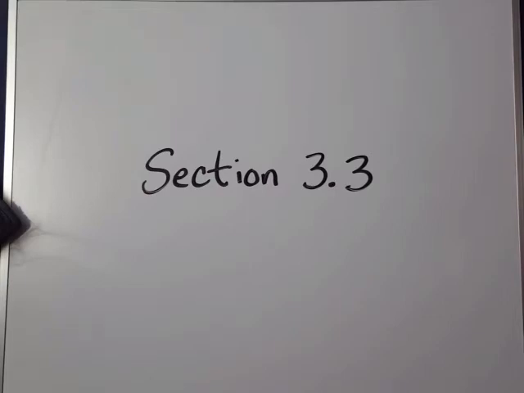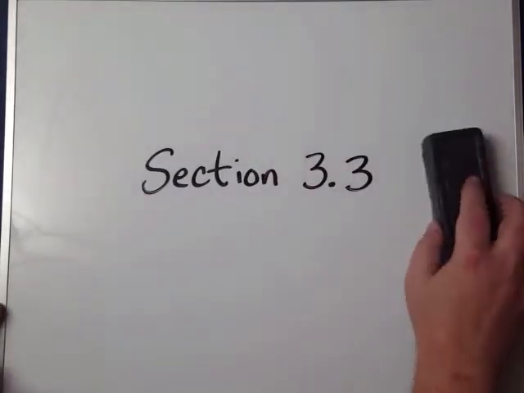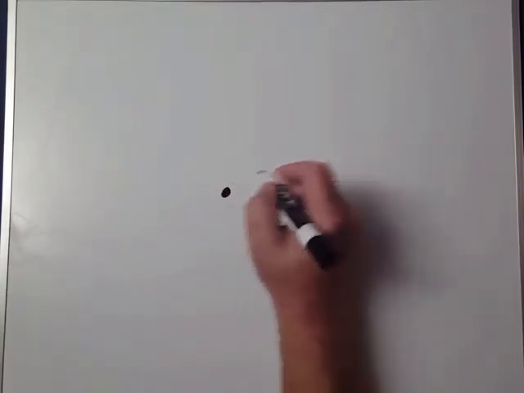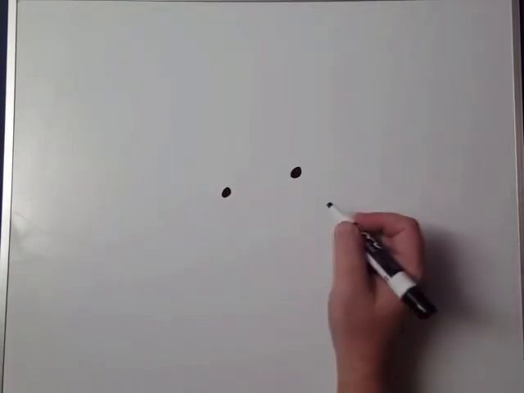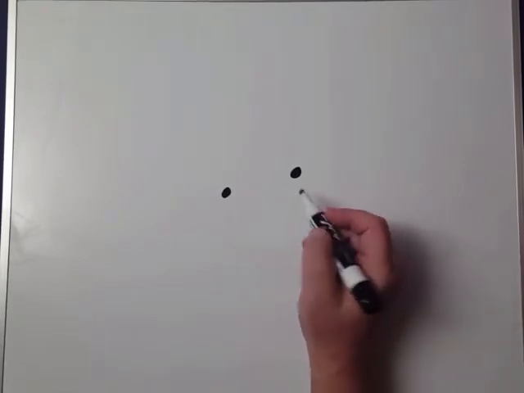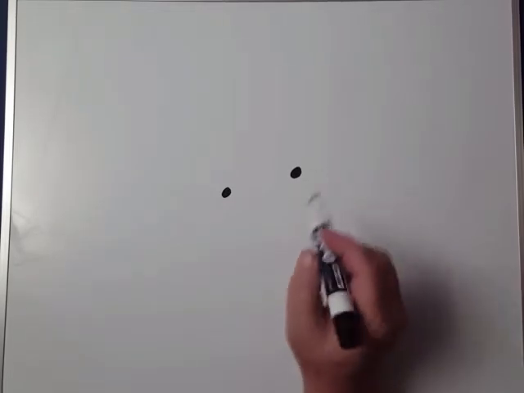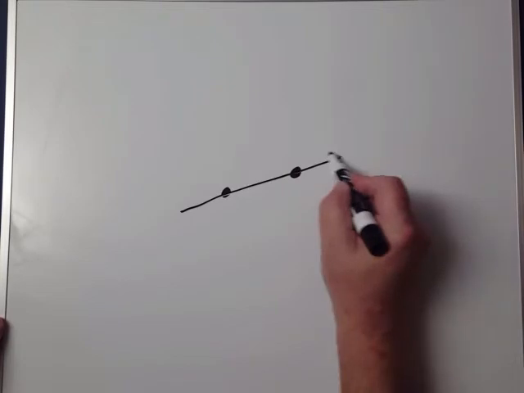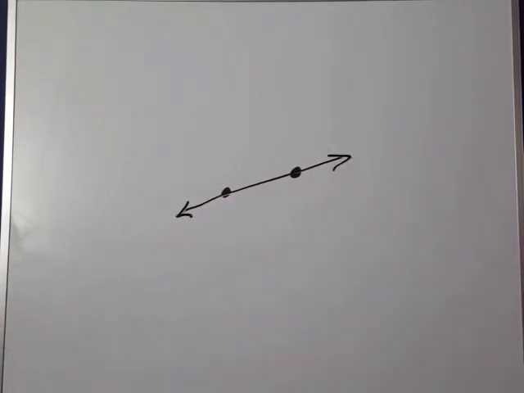Section 3.3, the slope of a line. Now, we have said before that we can uniquely determine a line given 2 points. There's 2 pieces of information about the line. How many lines exist in the plane of this whiteboard that pass through those 2 points? Just that one line. So 2 points is enough information to determine a line.